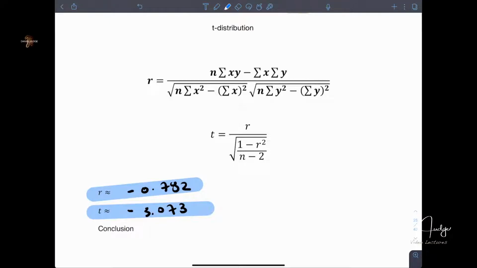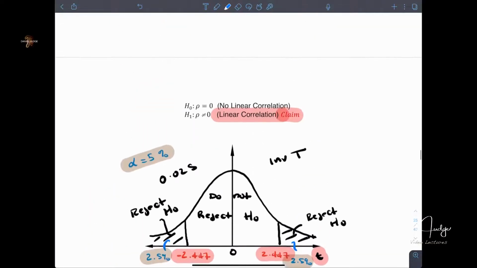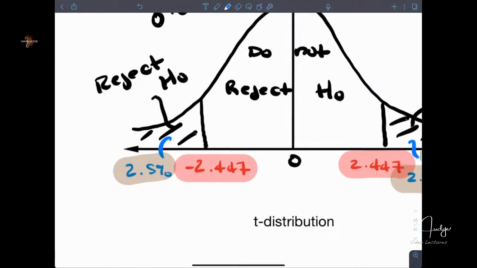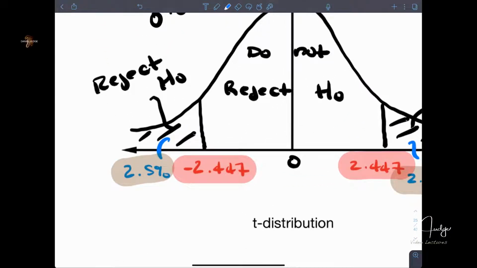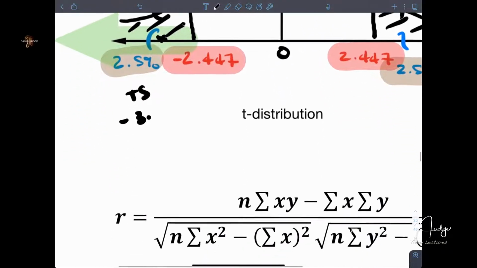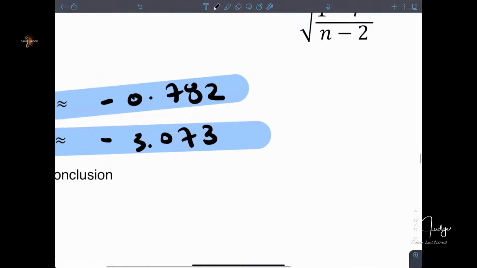It's negative, ladies and gentlemen. We'll see what the decision is. Negative 3.073. So remember, any test statistic that is to the left of your critical value, and in this case it's somewhere over here, a test statistic value of negative 3.073.